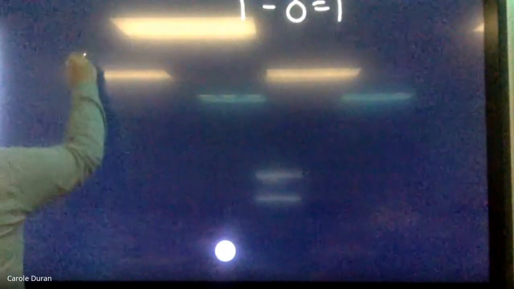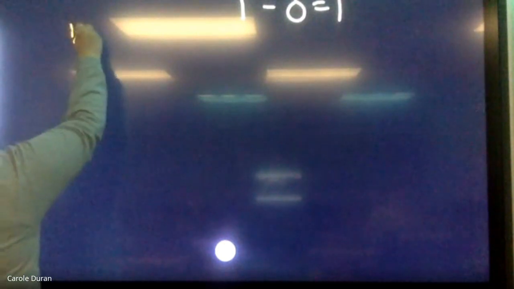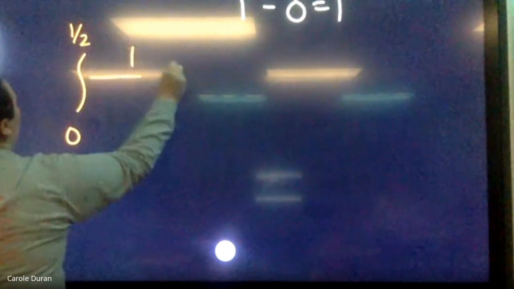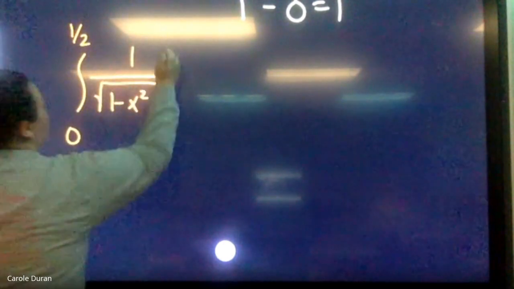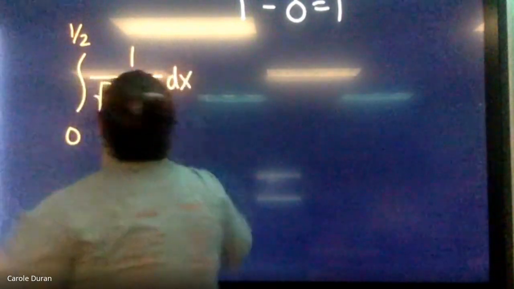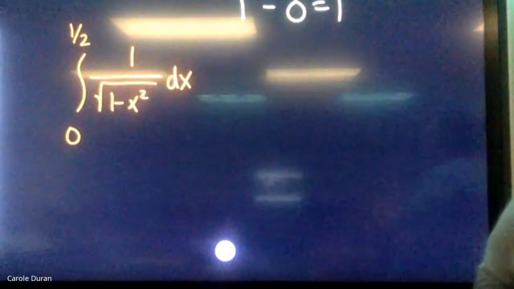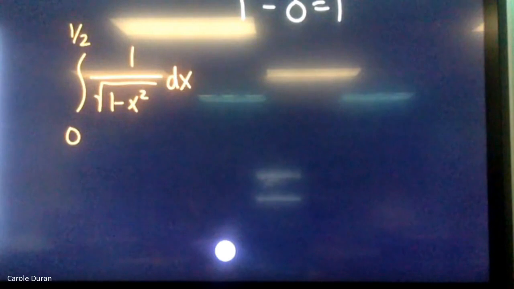Don't do it. Let's do the integral from 0 to 1/2 of 1 over the square root of 1 minus x squared dx. So now I need to figure out what gives me that as a derivative. Oh, that's an inverse function, yes.